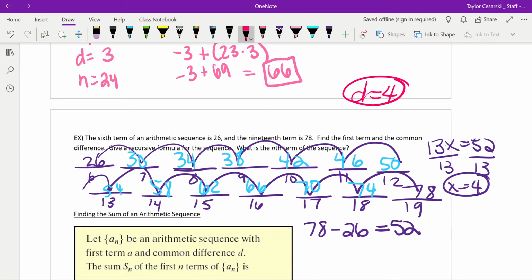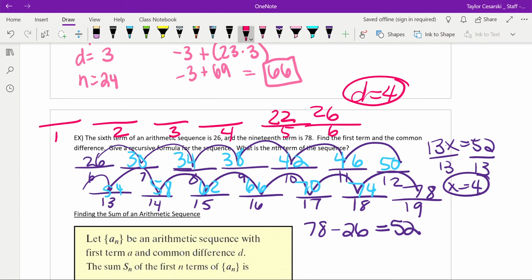Okay, now we need to go back and find the first term. So 6, 5, 4, 3, 2, 1. All right, so we know to go to the right, I'm adding 4. So to go to the left to get back to my first term, I'm going to subtract 4. So this is going to be 22, 18, 14, 10, and 6. Okay, so a sub 1 equals 6.